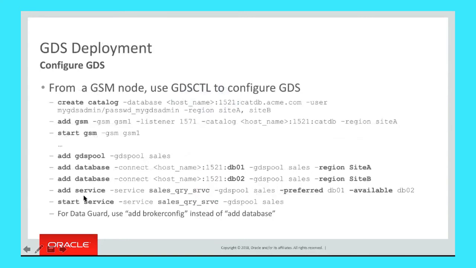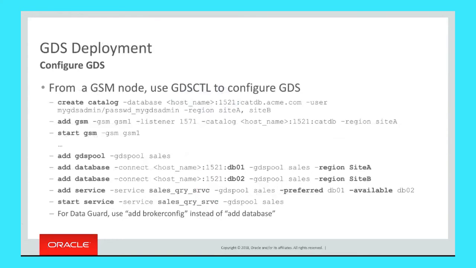At this point, you will create a service, the global service. Here in this example, I'm naming sales query service as the service name. And what's the pool that it's going to be running on, which is a GDS pool, which has these two databases, DB01 and DB02, and on which the preferred database is set to DB01. And if the preferred goes down, then the service will have the opportunity to fail over to the available database DB02. Right? And then once the service is added, you can start the service. Once the service is started, you can use this particular service in your TNS names of your application.